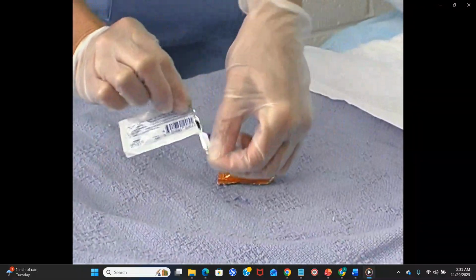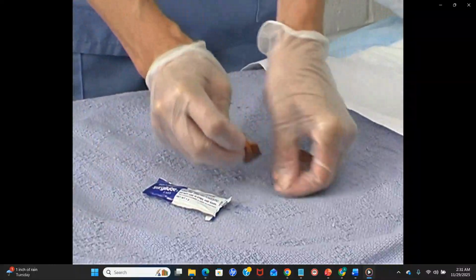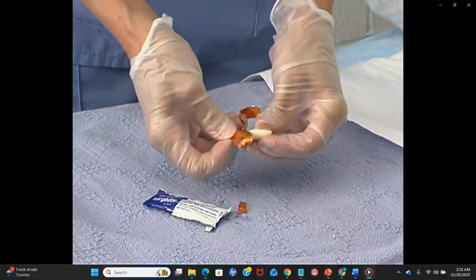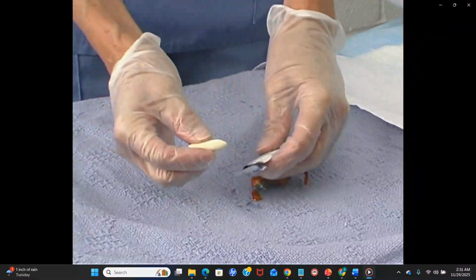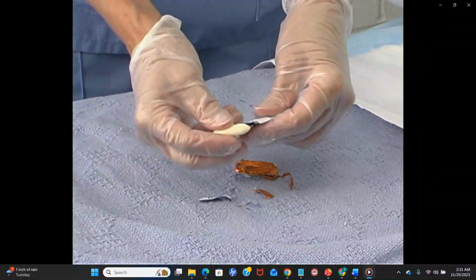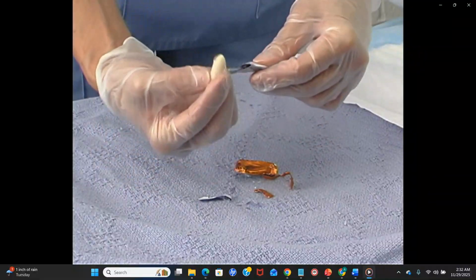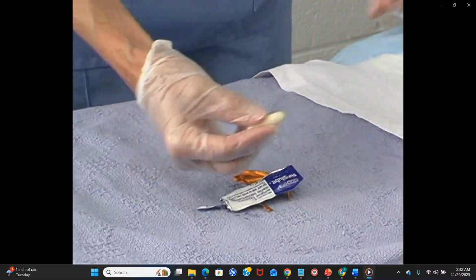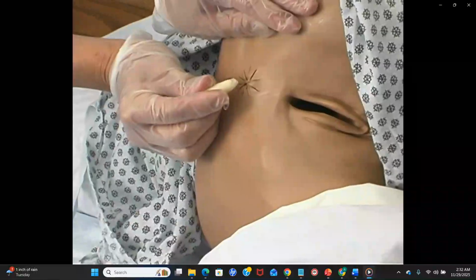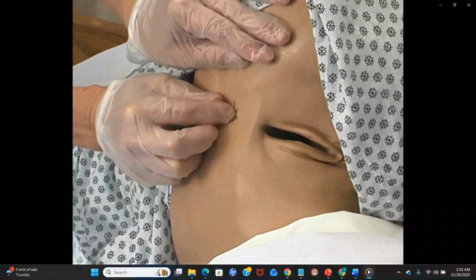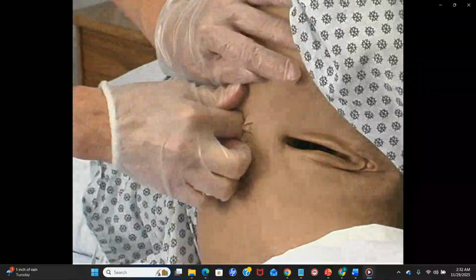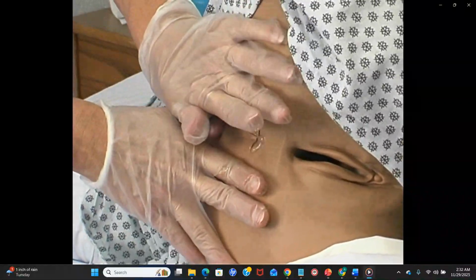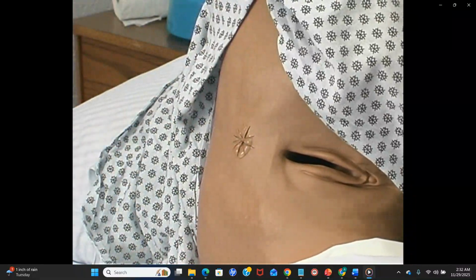Some suppositories come individually wrapped in foil. Wearing gloves, remove the foil and hold the suppository between your fingers to apply lubricant. Gently place the tip of the suppository against the rectal sphincter and push the suppository into the rectum as far as your finger will reach. Use both hands to squeeze the buttocks together to assist the client with retaining the suppository.